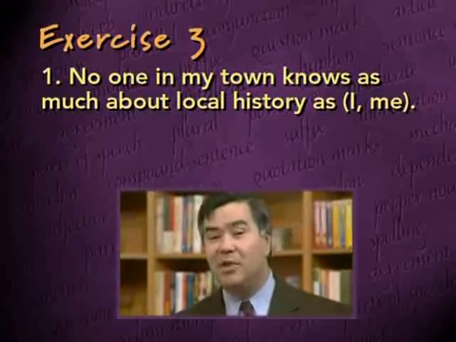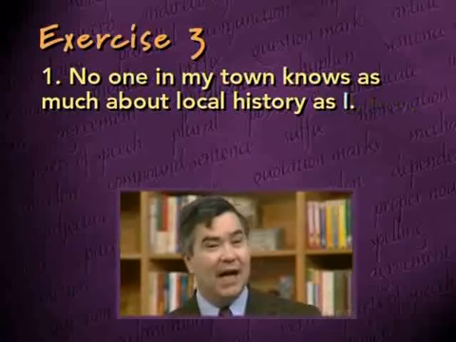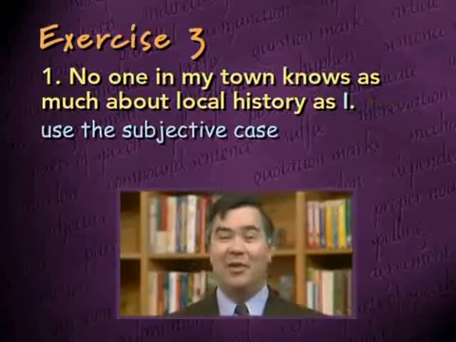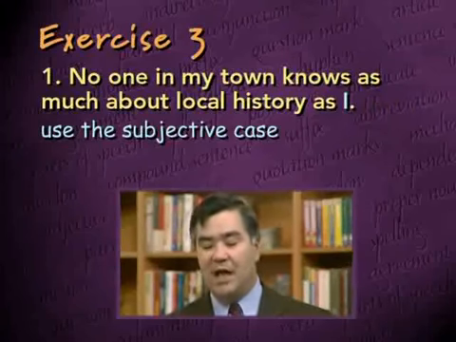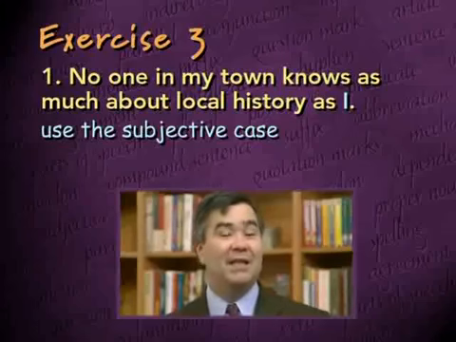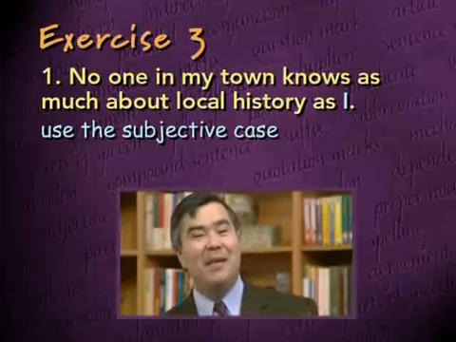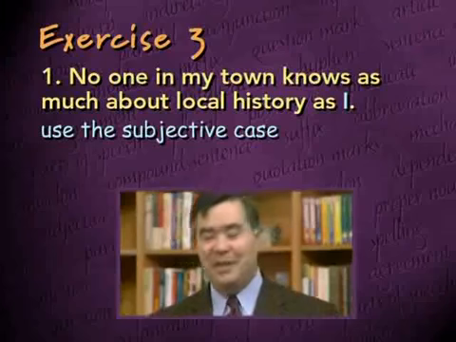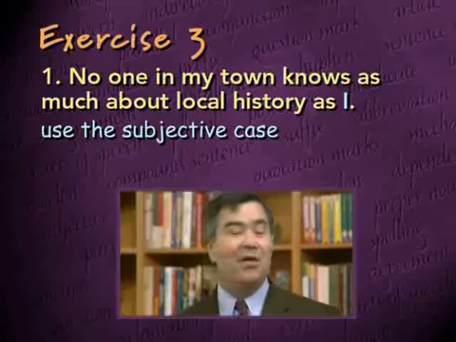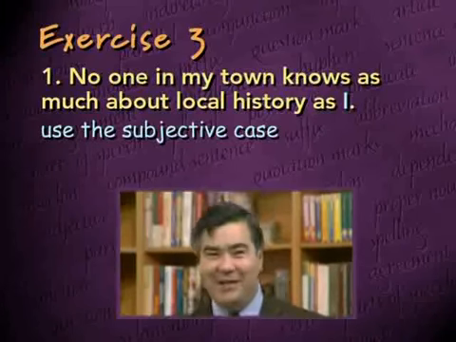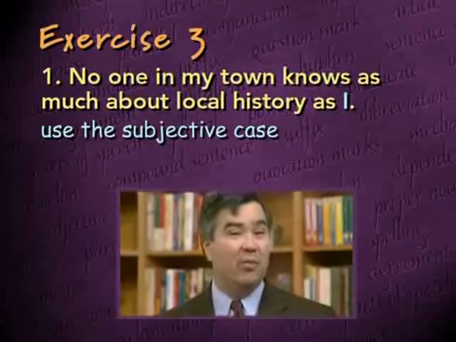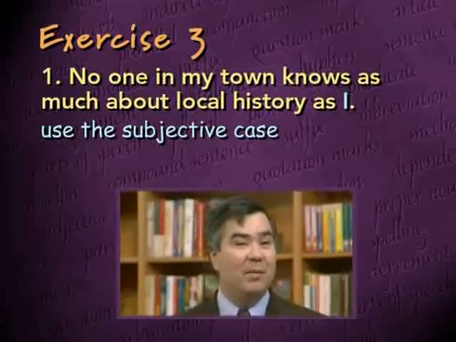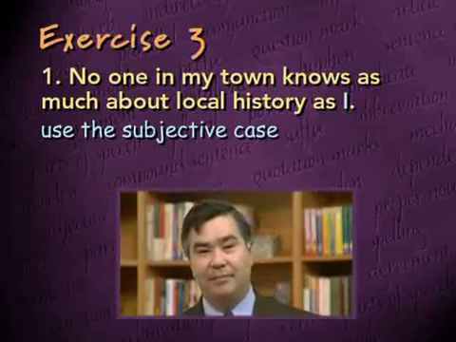Therefore, once we insert the missing word, we can see that the verb do has as its subject the pronoun I. And since I is the subject of that missing or invisible verb, it should be in the subjective case, I. So the correct sentence would read, no one in my town knows as much about local history as I. If you made it me, it would almost be saying, no one in my town knows as much about local history as they know about me, which doesn't sound very plausible. So the most natural and logical interpretation of the meaning of the sentence would make I the correct pronoun here.